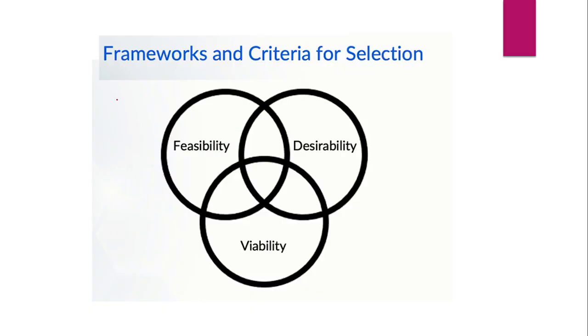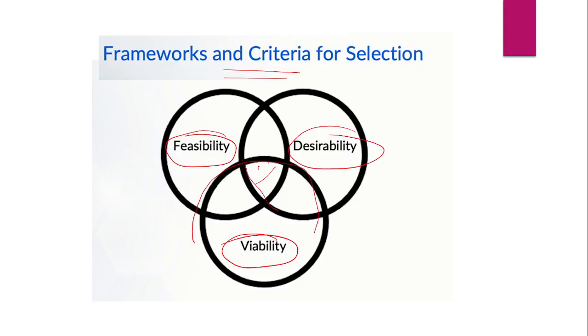Framework and criteria for selection. Here, the criteria for selection is that you have to check the feasibility, the desirability for the users, and the viability. All of these have to be mapped well in this structure. Viability and feasibility have to be mapped properly, desirability and viability have to be mapped properly, and feasibility and desirability have to be mapped properly. This is the basic criteria for selecting any kind of idea in the prioritization process.